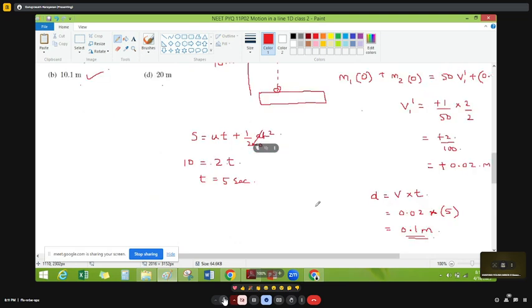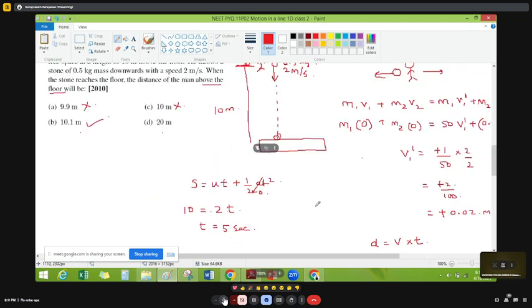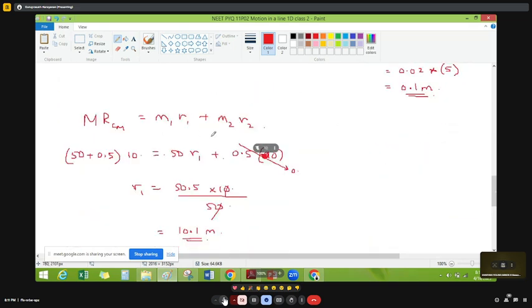So you can use conservation of momentum or you can use center of mass, right? The center of mass does not change.